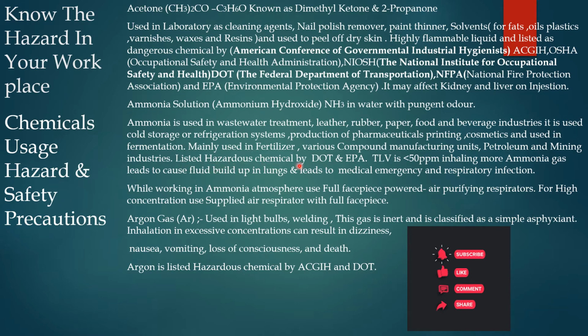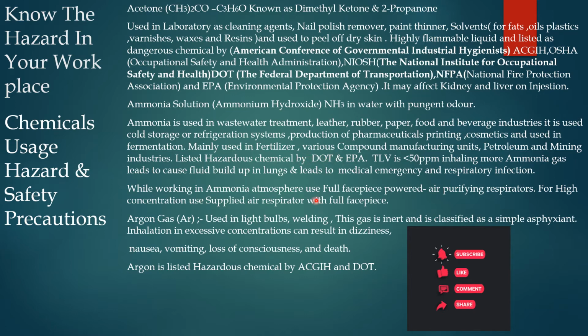It is also listed as a hazardous chemical by DOT and the EPA only. Its threshold limit value, TLV, is less than 50 ppm. It gives a pungent odor. If you inhale continuously, or the concentration is more than 26 ppm, ammonia gas will cause fluid build-up in the lungs and it leads to a medical emergency. It also gives a respiratory infection. So in an ammonia atmosphere, be very careful.